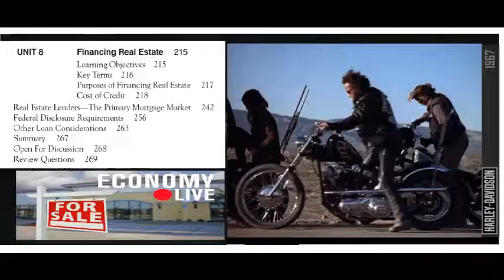The Helping Families Save Their Homes Act amended TILA in 2009 by requiring that consumers be notified of the sale or transfer of their mortgage loans. The party acquiring the loan, whether a purchaser or assignee, must provide the required disclosures no later than 30 days after the date on which the loan was acquired.